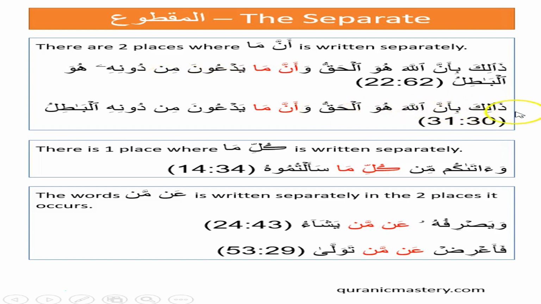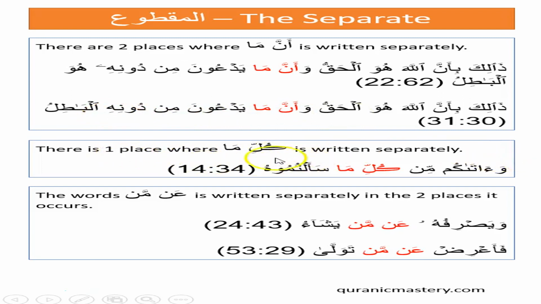And then you've got the other one: ذَلِكَ بِأَنَّ اللَّهَ هُوَ الْحَقُّ وَأَنَّ. If you're going to stop, you stop there, and you continue: وَأَنَّ مَا يَدْعُونَ مِن دُونِهِ الْبَاطِلُ.